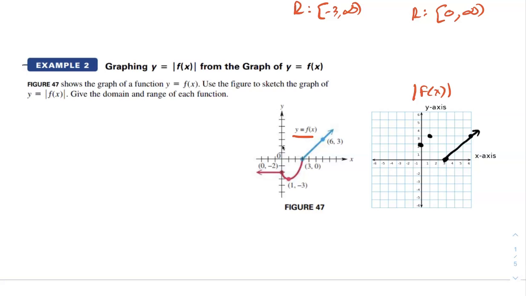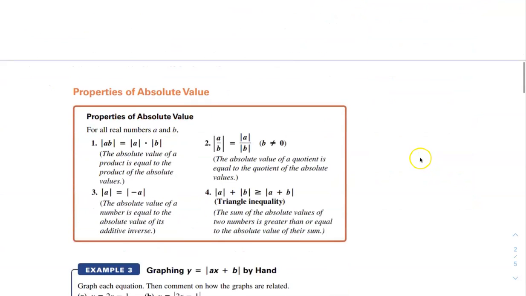And we're just going to try to follow the exact same pattern. So that's the absolute value version of this. All it does is flip all the negative y values to positive y values, and you get something like this. Hopefully a little better picture than mine.